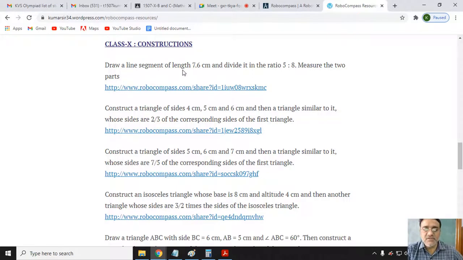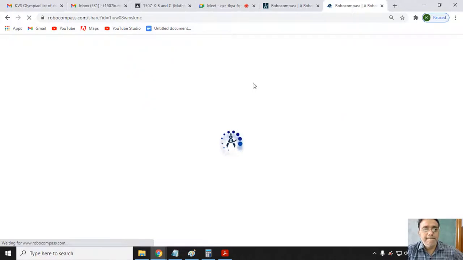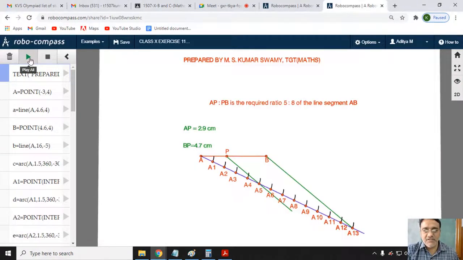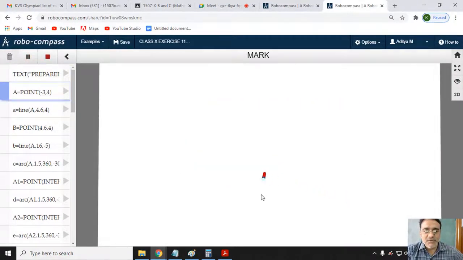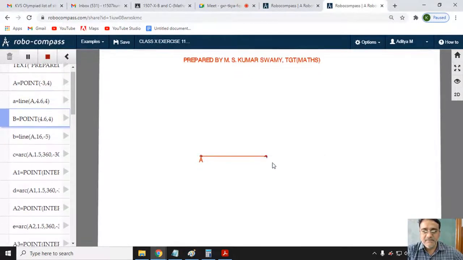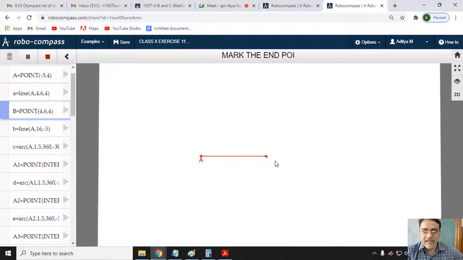Okay, so this is the first question. Draw a line segment of length 7.6 centimeter and divide it in the ratio 5:8. Measure the two parts. Right, so let us start the construction. First we are going to take 2 points. We are going to draw 2 points A, and from A we are drawing a line of 7.6 centimeter. Okay, now we'll take this point as B.